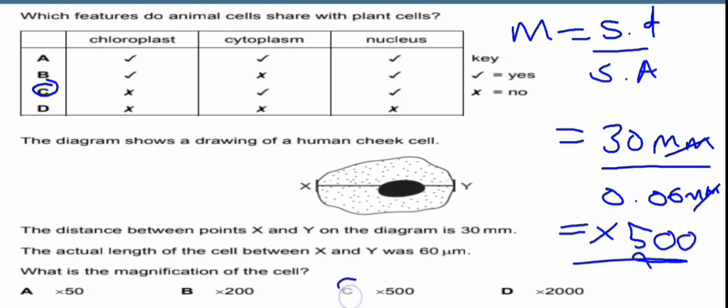So we can say the answer here is just going to be what? C. Let me repeat. I'm saying x represents the number of times the cell has been magnified. So by definition, if they say what is magnification, you can say it is the total number of times the cell has been magnified. The next question.